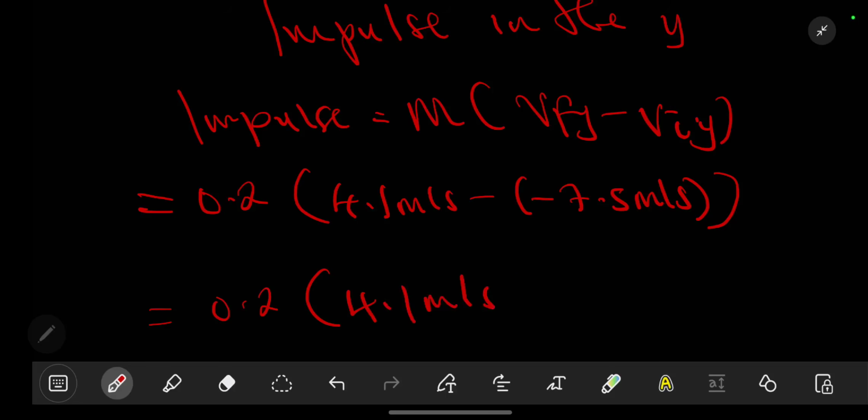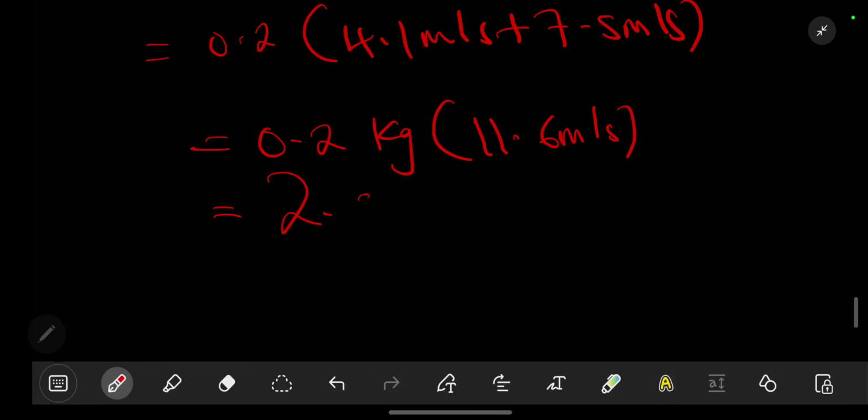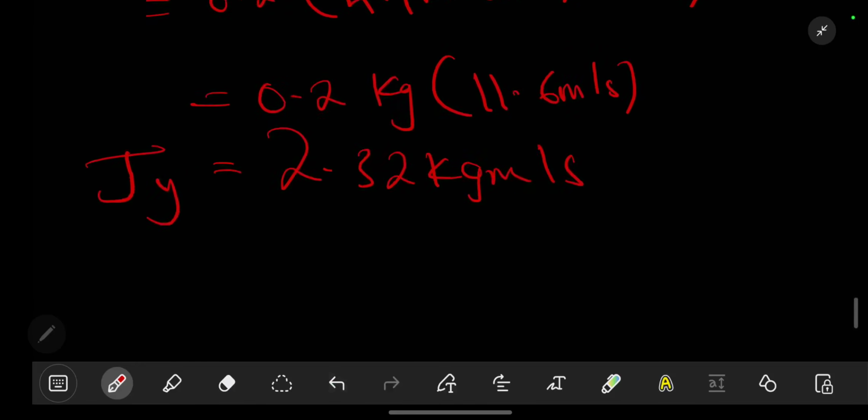4.1 meters per second plus 7.5 meters per second. This is going to give us 0.2 kg times 4.1 plus 7.5. This is going to give us a value of 11.6 meters per second. When we multiply by 0.2, we are going to have a 2.32 kg meters per second. So we have found, so this is our impulse, Jy. Allow me to say Jy.